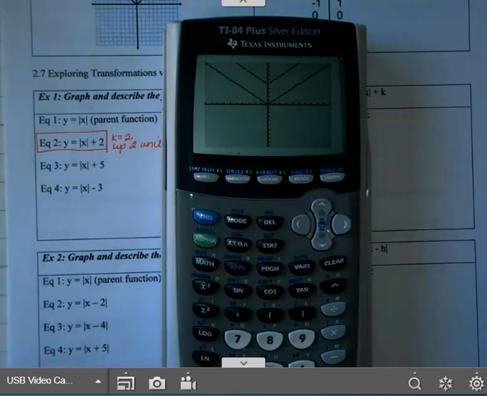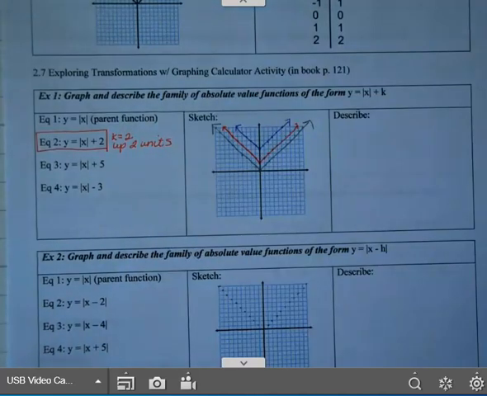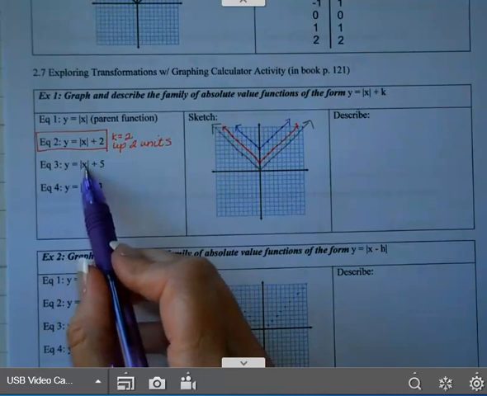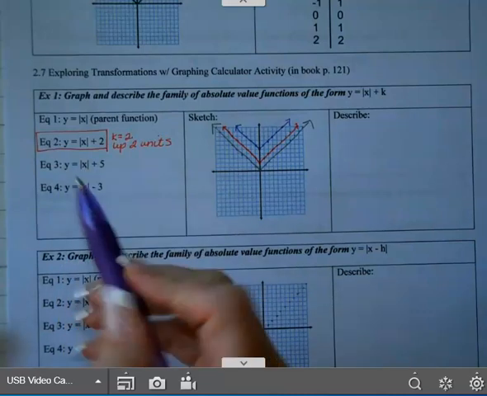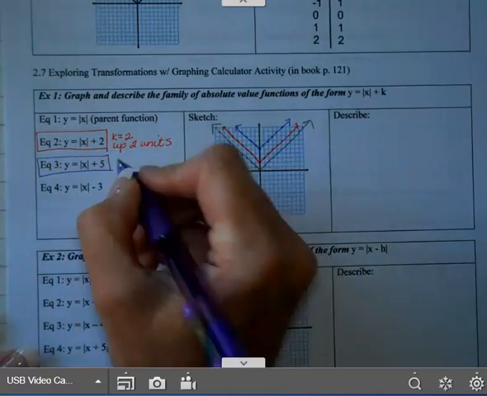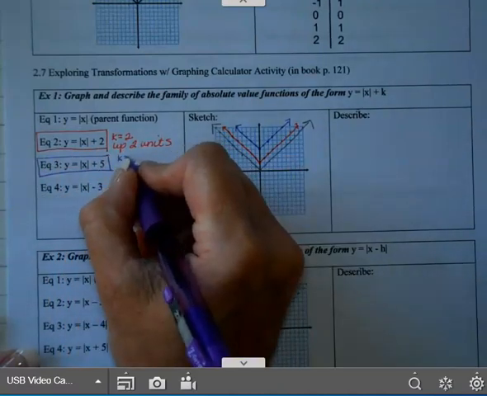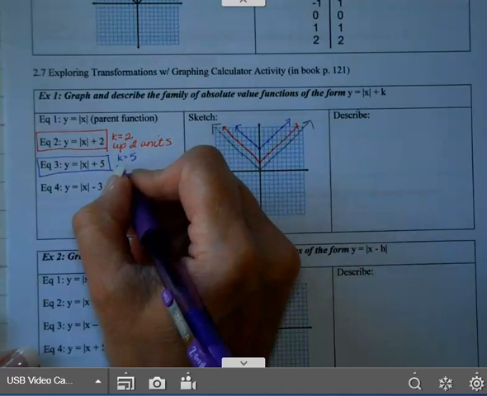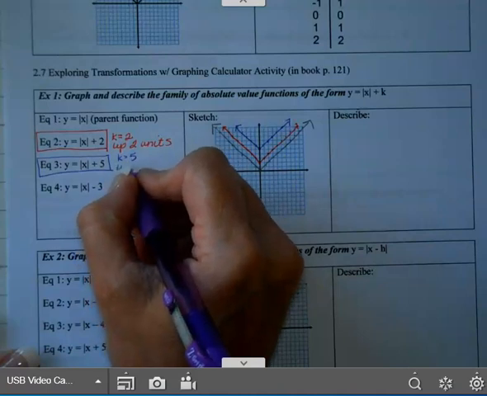And let's go ahead and put that on our graph. And you can pause this video and make your graphs. That's what I'm doing. So for my third graph, I made that in purple so you can see the differences in my graphs. K in this case was 5. So my graph shifted or translated up 5 units.